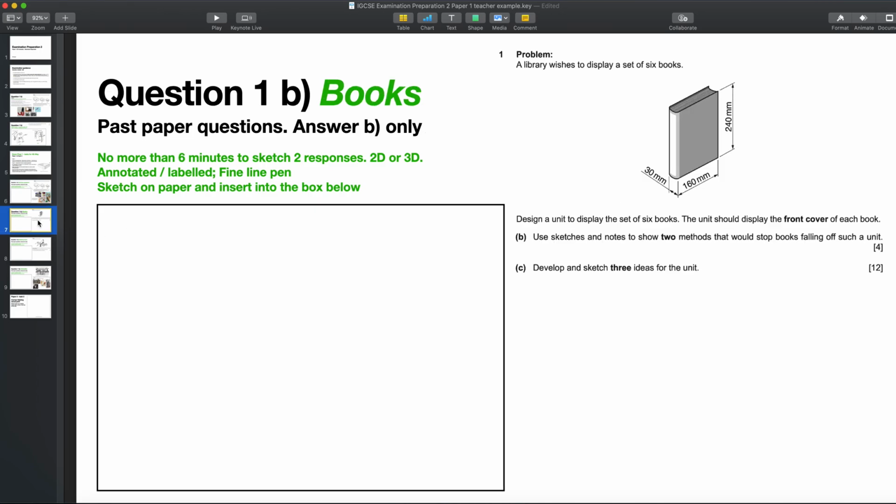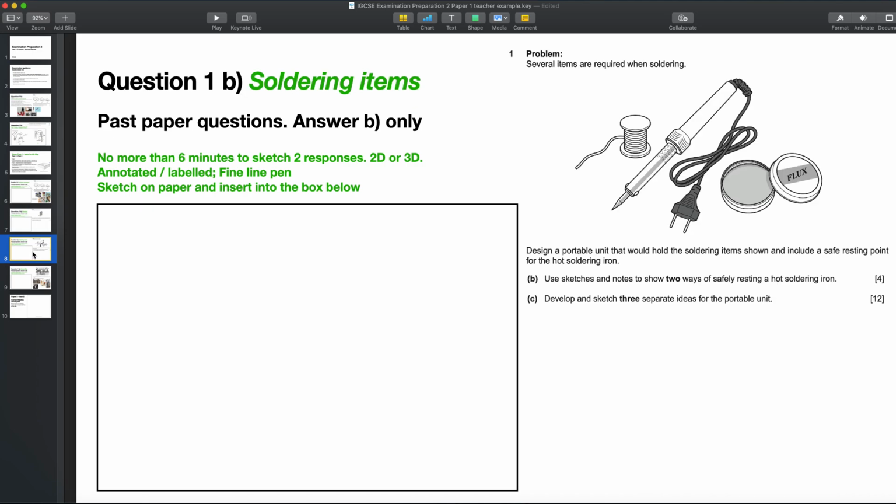Then the same question, okay, for books, but this time to show 2 methods that would stop the books falling off a unit. Okay, so think about something that would stop them falling forwards.